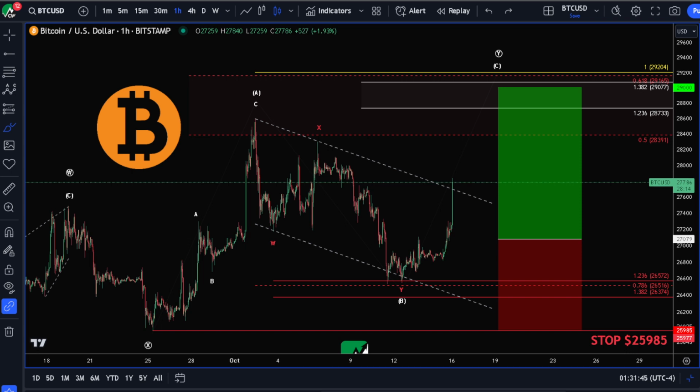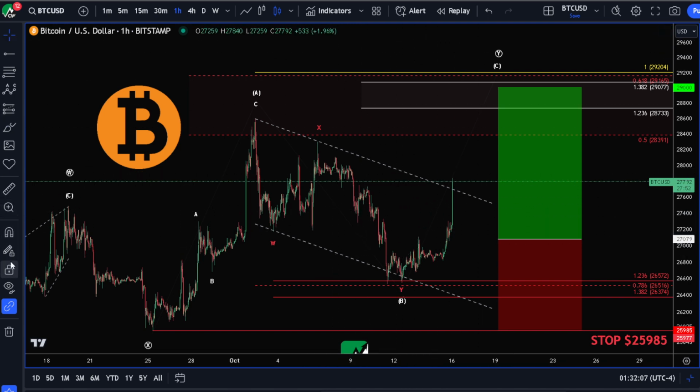This is an update for the Bitcoin trade I am in. This is also available on the live stream in real time if you just want to watch the chart where I update my stops and whatnot. But as of right now, expecting this ABC to complete up to this Y wave. But most likely it's going to be a WXY.